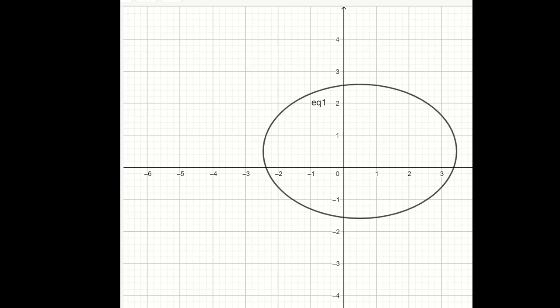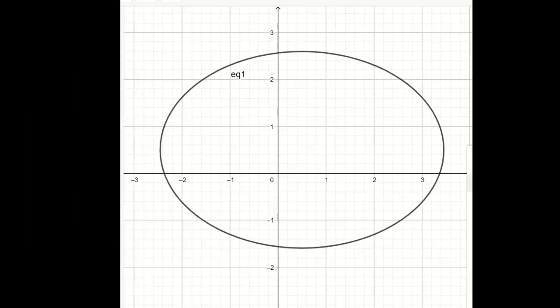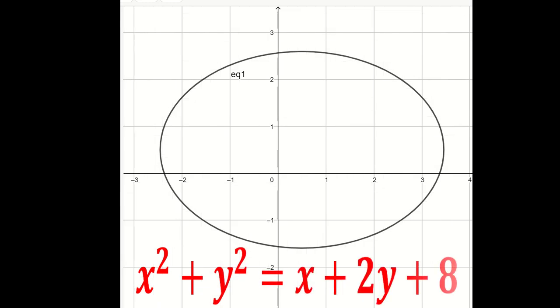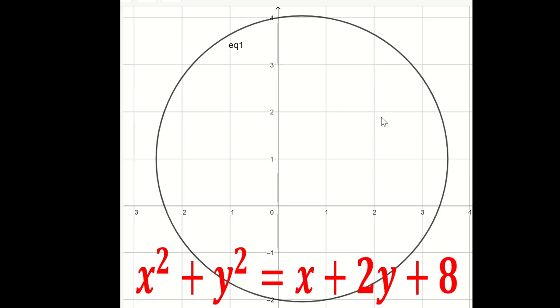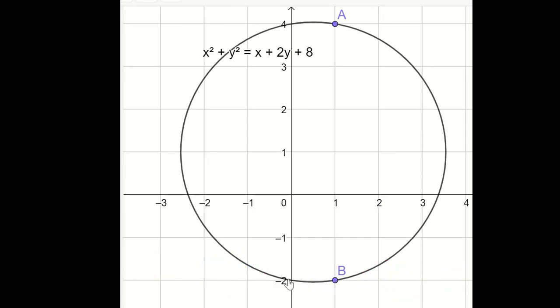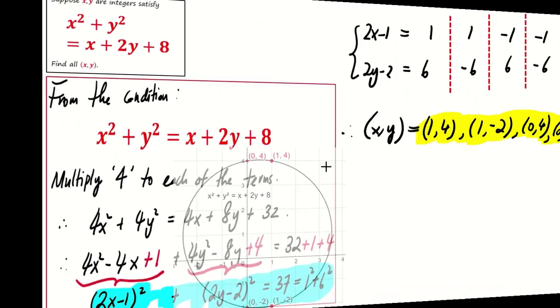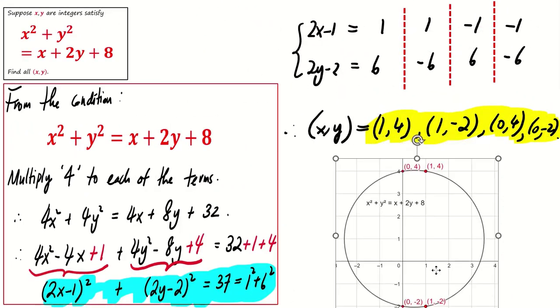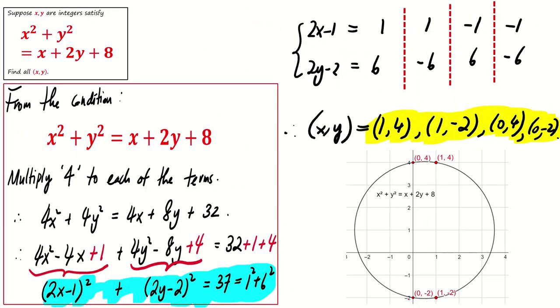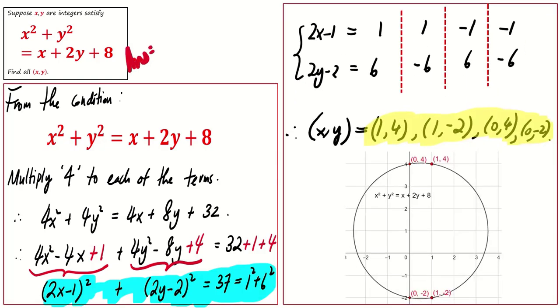Using GeoGebra, we can sketch the graph. The graph represented by x squared plus y squared equals x plus 2y plus 8 is actually an ellipse. As shown, this ellipse passes through 4 integral points. And it is not difficult to see that these 4 points correspond to the answers that we obtained. So these are the answers that we obtained today.